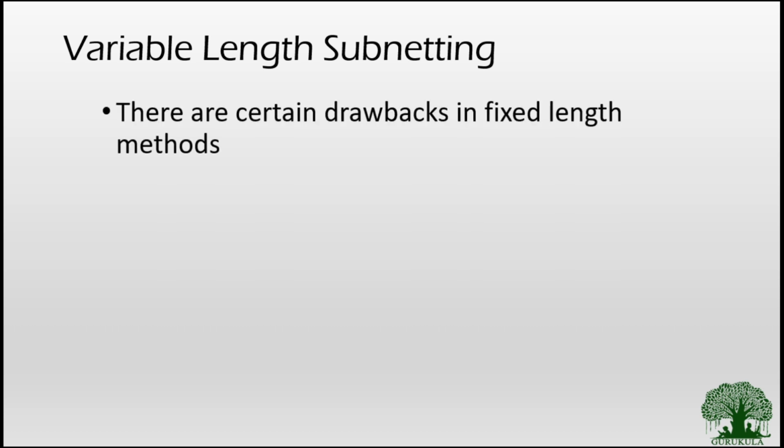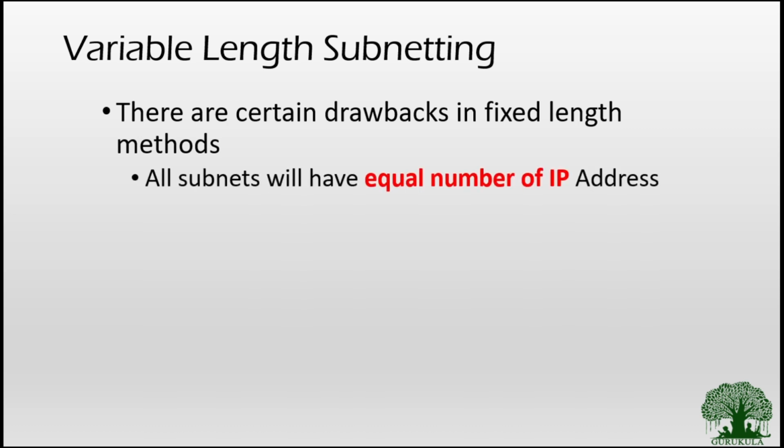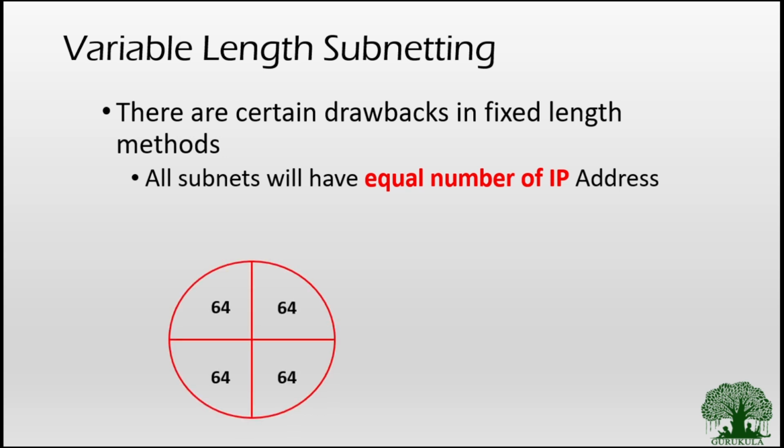So now we go for variable length subnetting. The actual topic of today's video is variable length subnetting. In variable length subnetting, there are certain drawbacks with the fixed method. So what are the drawbacks that exist in fixed length subnetting? All the subnets will have an equal number of IP addresses, correct?